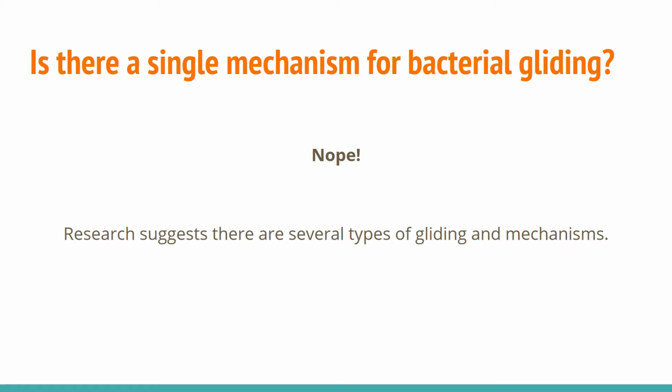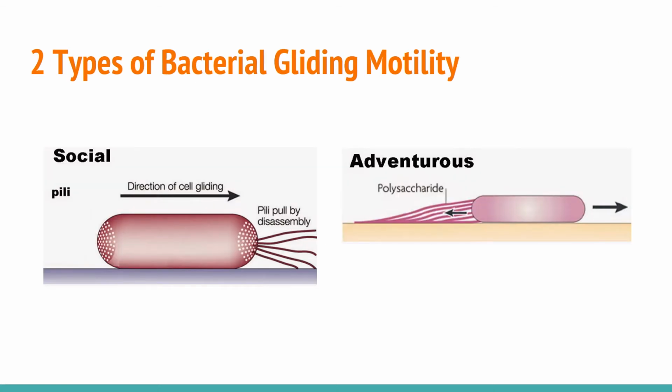Over the years, many different models have been proposed to explain bacterial gliding motility. Recent results suggest that it is unlikely that any single mechanism will be able to explain all forms of bacterial gliding. Instead, it appears that there are several different types of gliding motility motors. There are 2 types of bacterial gliding motilities: social and adventurous.